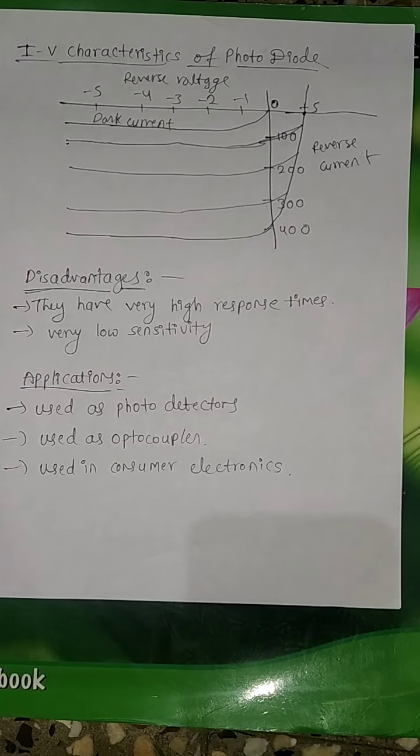Then next, we already know the advantages. What are the advantages? We can produce more current in the circuit due to the light energy. This is the main advantage of the photodiode. But even though it has advantages, it also has certain disadvantages.